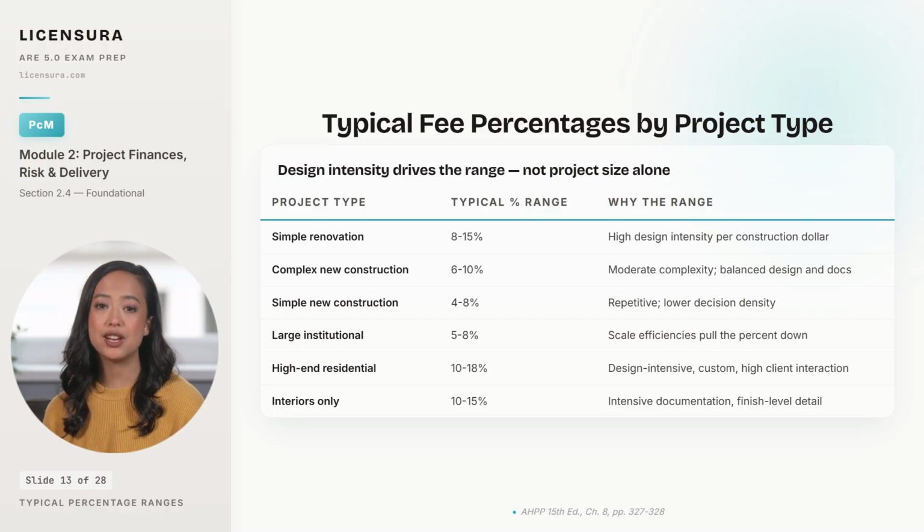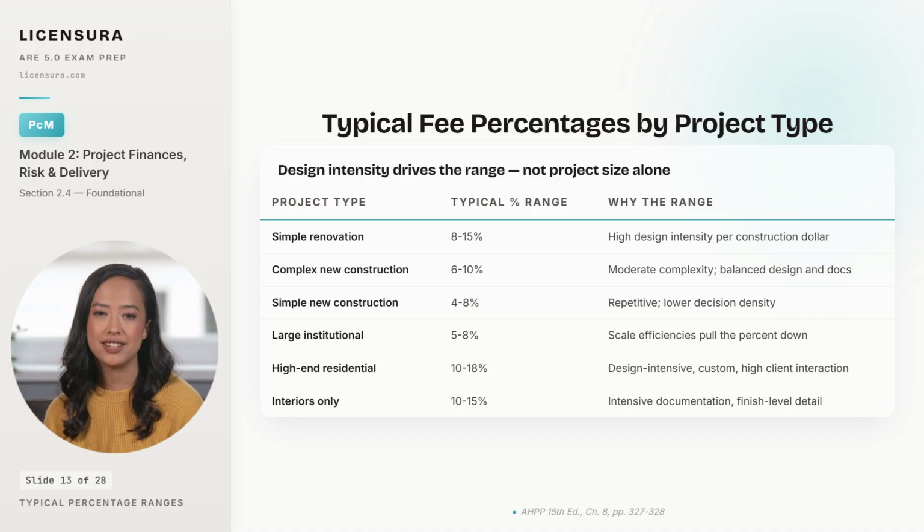Large institutional projects ride scale efficiencies down to 5 to 8%, but the dollar amount of the fee is large because the project is large. High-end residential is the steepest range, 10 to 18%, because the architect is essentially custom engineering every surface. And interiors-only projects sit at 10 to 15 because the documentation is dense and the cycle is fast. The percentage you negotiate should reflect where your specific project lives in this spectrum, not a default firm-wide number.